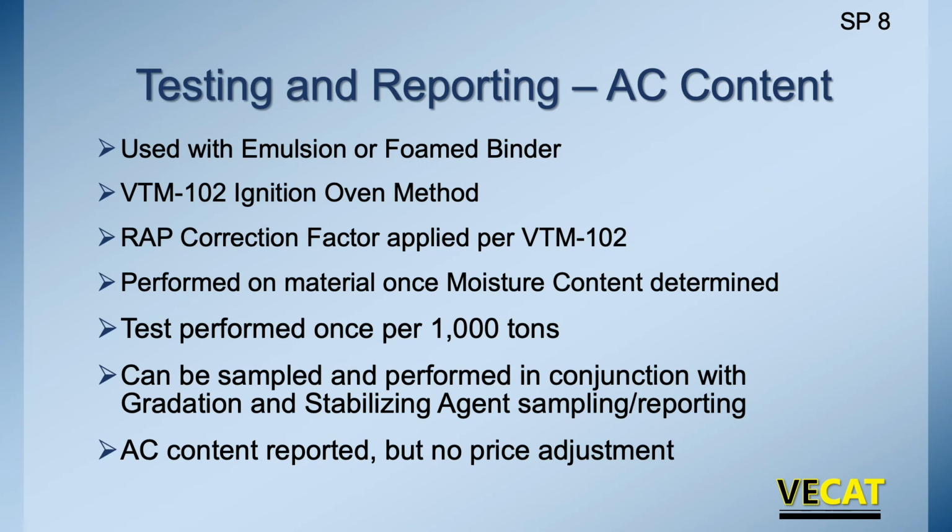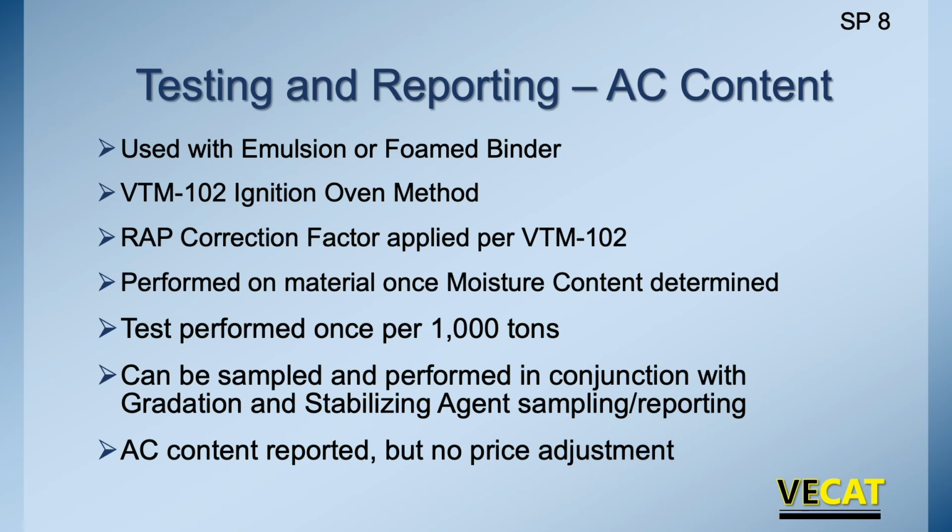Your testing and reporting only on AC content, used with both emulsion and foam. So either way, you're still reporting on this. Using VTM 102, which is the ignition oven method, to get your asphalt content, just like with traditional asphalt mixes, you put it in there, you weigh it, and then you go ahead. Thing is, you're making sure you've already done the moisture test because you've dried it to a constant mass. You got your moisture, now you stick it in the ignition oven, and you get your final AC content.